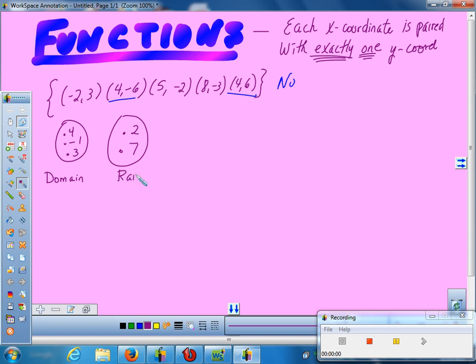Those like decimals? No, those are points. That's a point. Okay, so domain is the x coordinates, range is the y coordinates.